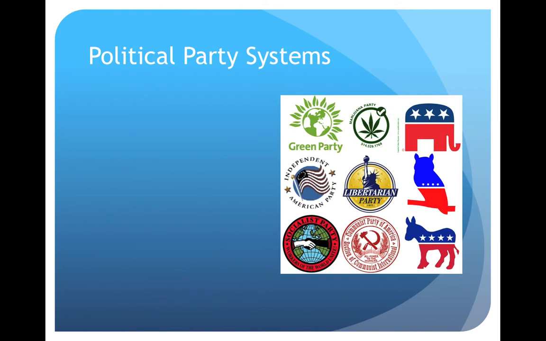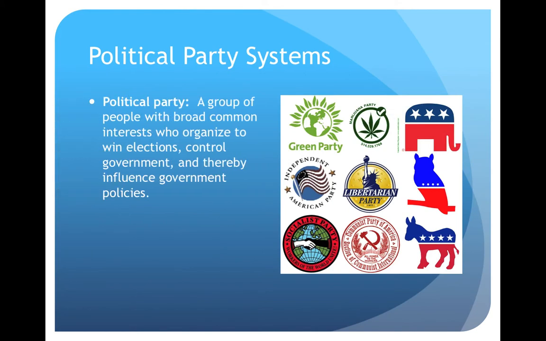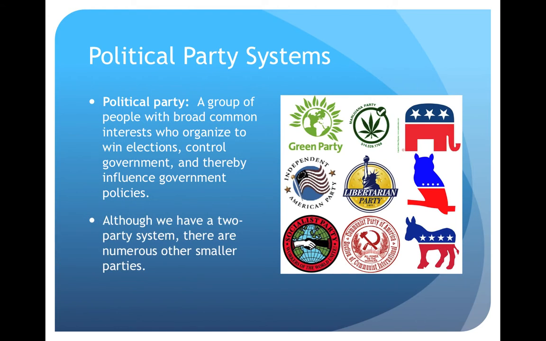Political party systems. A political party is defined as a group of people with broad common interests who organize to win elections, control government, and thereby influence government policies. Although we have a two-party system, there are numerous other small parties, as you can see on the right, such as the Green Party and the Libertarian Party, but very rarely are they able to get somebody into a major office.